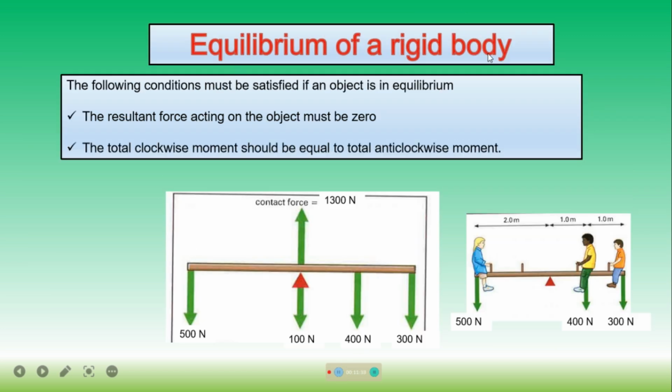Equilibrium of a rigid body. The following conditions must be satisfied if an object is in equilibrium. The resultant force acting on the object must be 0 and the total clockwise moment should be equal to the total anti-clockwise moment.